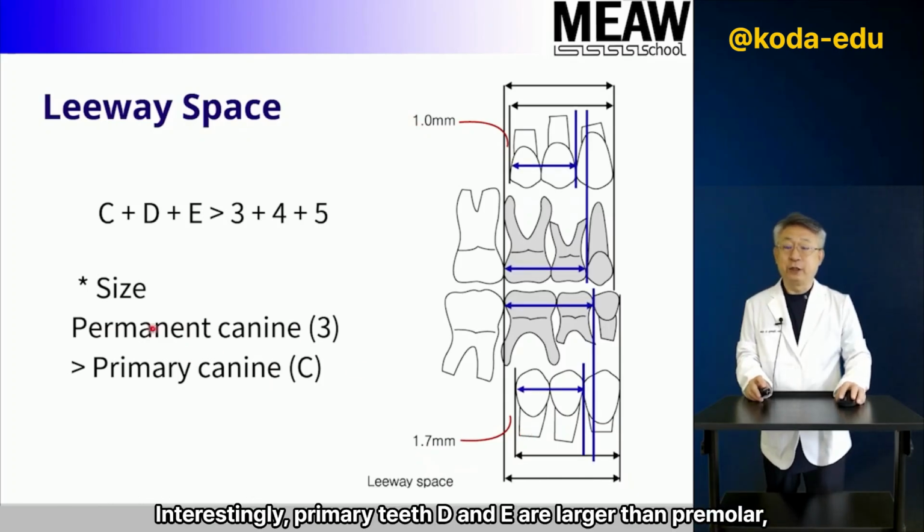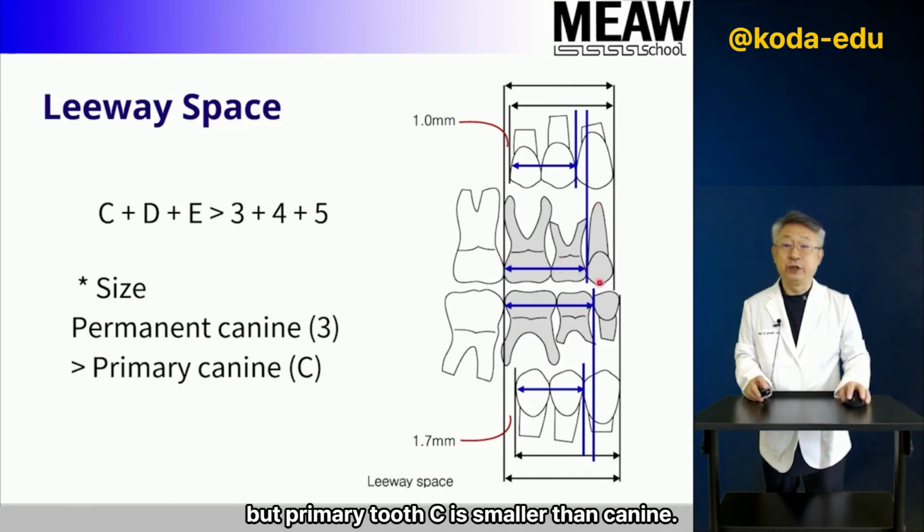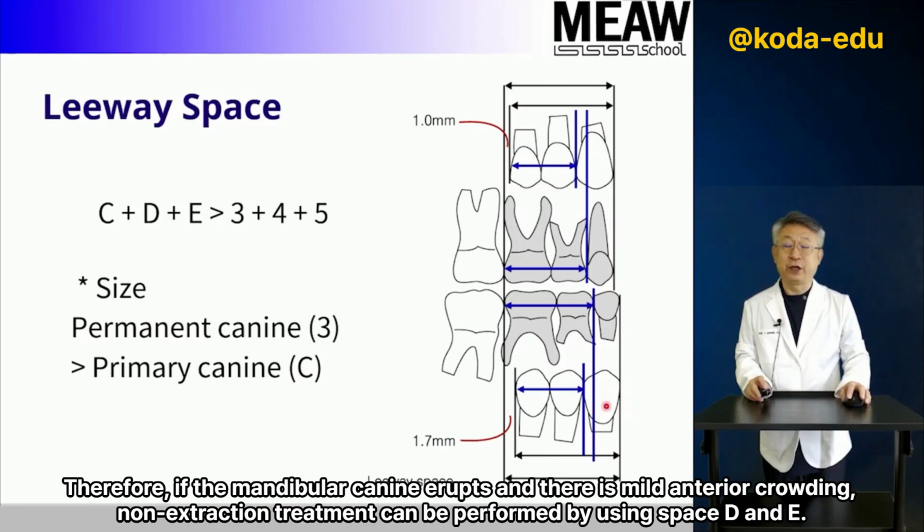Interestingly, primary teeth D and E are larger than the premolars. But the primary canine is smaller than the permanent canine. Therefore, if the mandibular canine erupts and there is mild anterior crowding, non-extraction treatment can be performed by using space D and E.